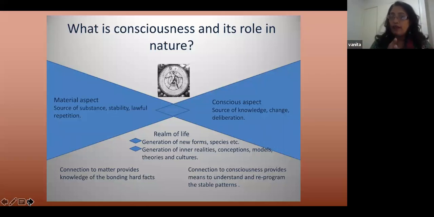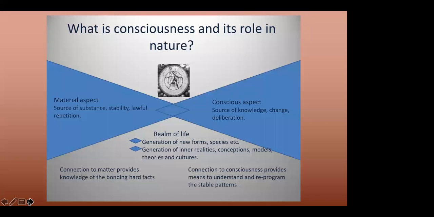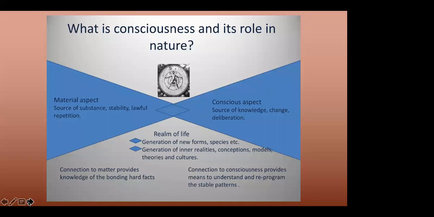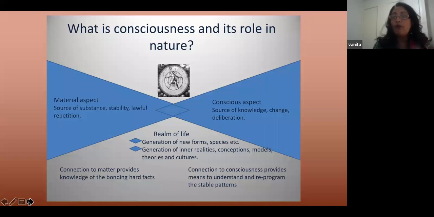So in the realm of life, consciousness is the generation of new forms and species, and the generation of inner realities, conceptions, models, theories, and cultures. So connection to matter provides knowledge of the binding hard facts, and connection to consciousness provides the means to understand and reprogram the stable patterns. So how will you create that balance in the imbalanced humors, or the imbalanced doshas, or the constituents of the body?